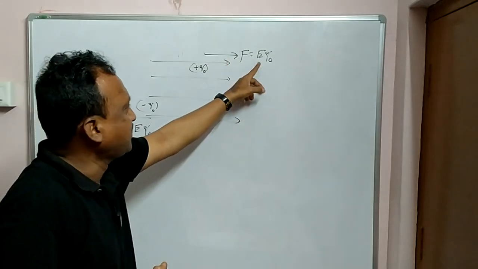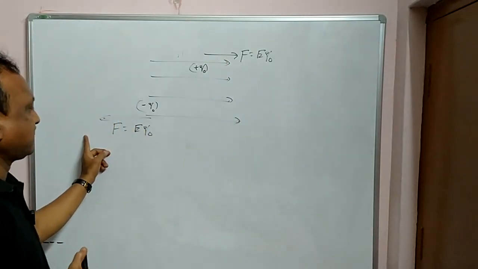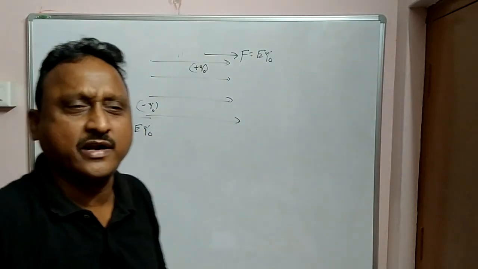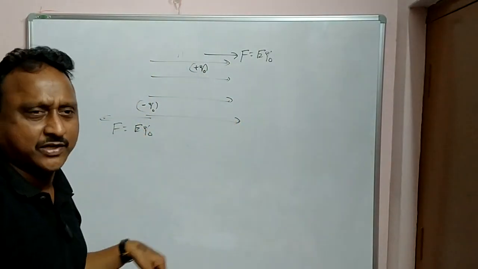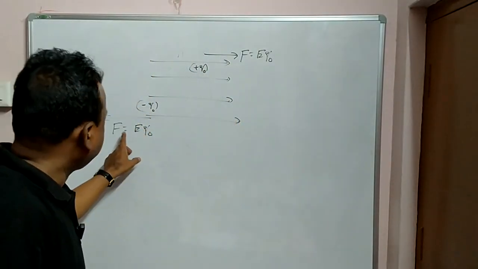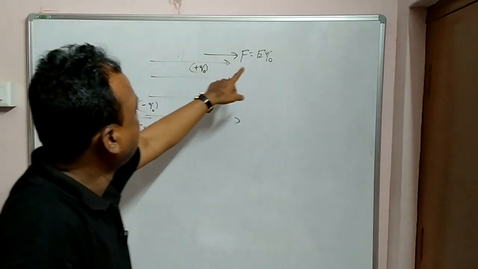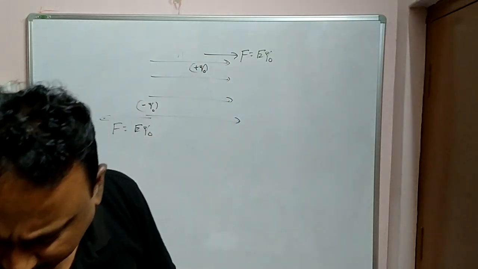In the positive direction, F is equal to EQ. In the other direction, F is also equal to EQ. I am not writing the minus because I am taking the magnitude. You can write minus, but I am taking magnitude. That is why I write EQ0, and here also EQ0. Clear?